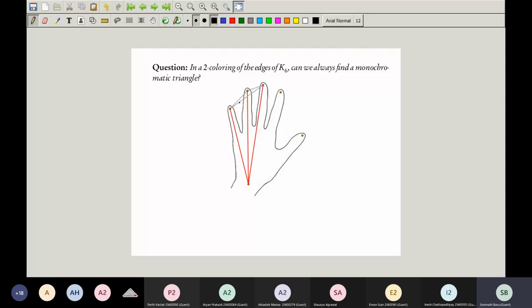Now what can you do? Well, if you color any one of these gray edges red, you have a red triangle. So you have a monochromatic triangle. So if you insist that I will not color any one of the gray edges red, what is the only option left? We have to color all of them blue. So then you get a blue triangle, right?